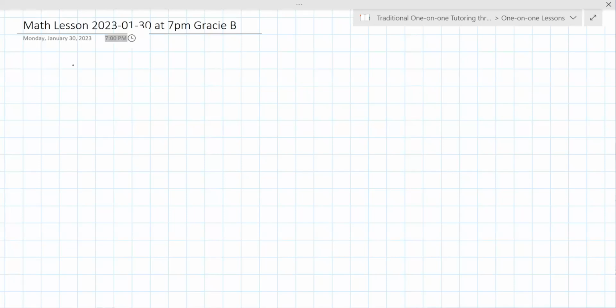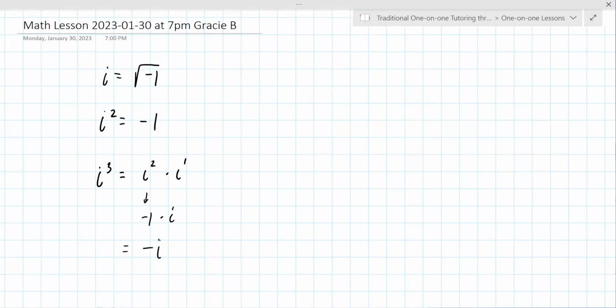Okay, so I think we started out, I for sure mentioned that i is the square root of -1, and i squared is -1. Do you remember what i cubed is? I don't. So if you look back, i cubed is really i squared times i to the power of 1. And i squared is -1. So this was -1 here. So -1 times i is -i.